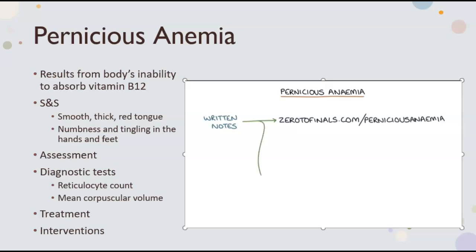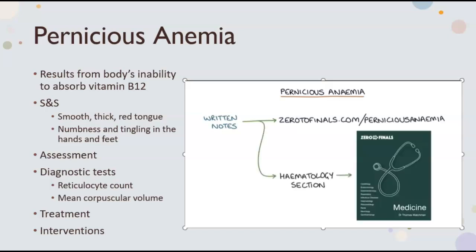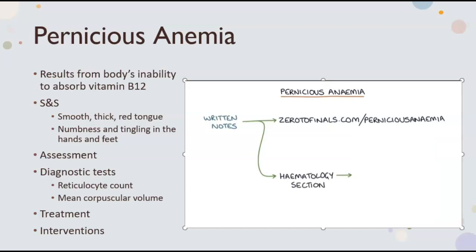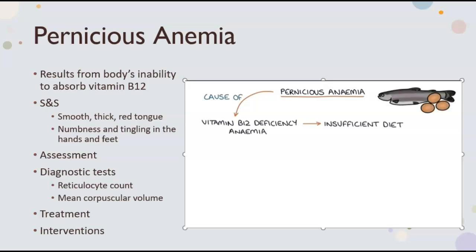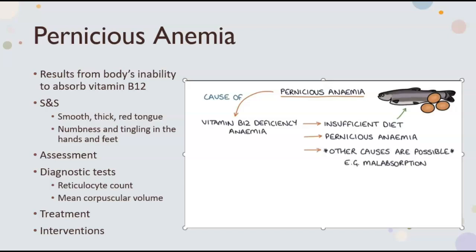You can find written notes on this topic at zerotofinals.com/pernicious anemia or in the hematology section of the Zero to Finals medicine book. Let's jump straight in. Pernicious anemia is a cause of vitamin B12 deficiency anemia. And B12 deficiency can be caused by either insufficient dietary intake of vitamin B12 or pernicious anemia.